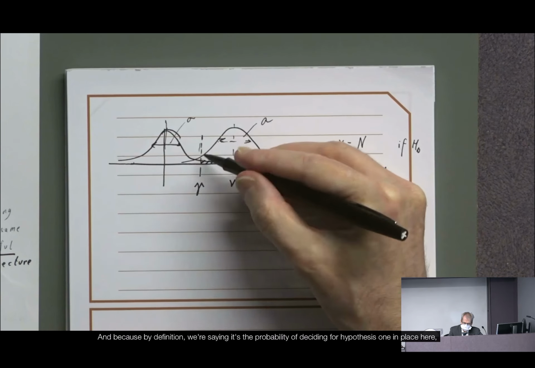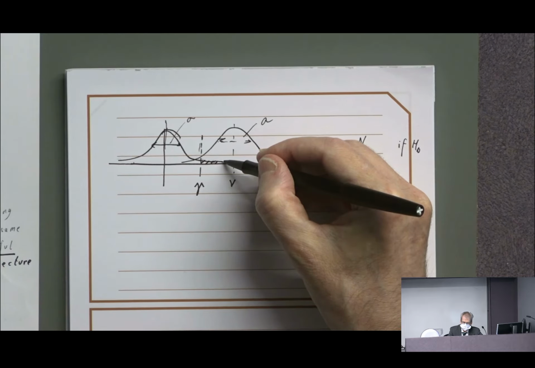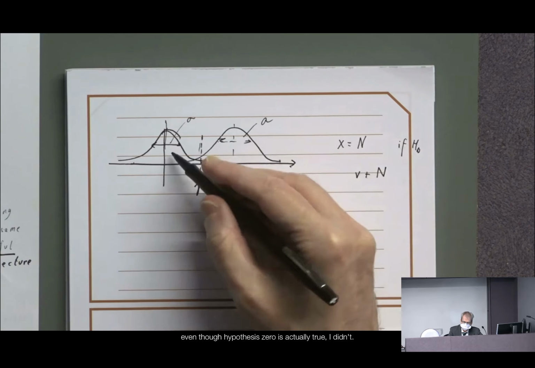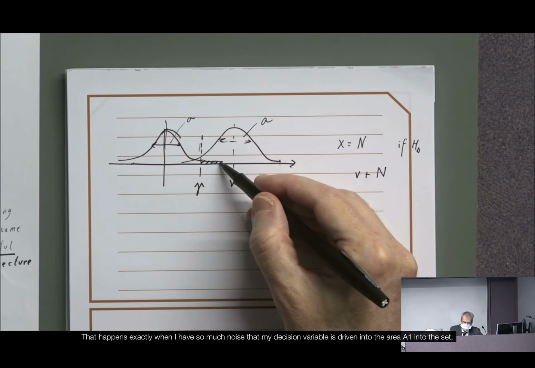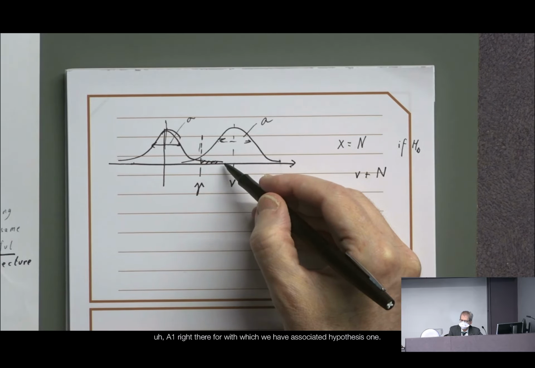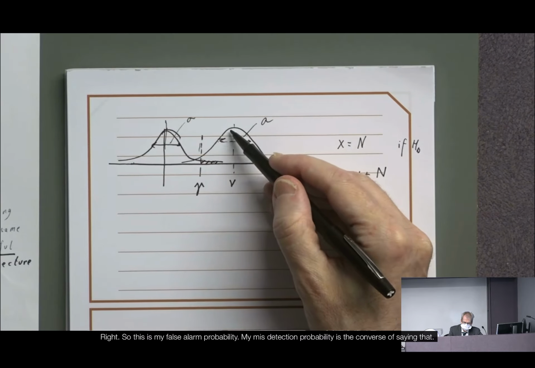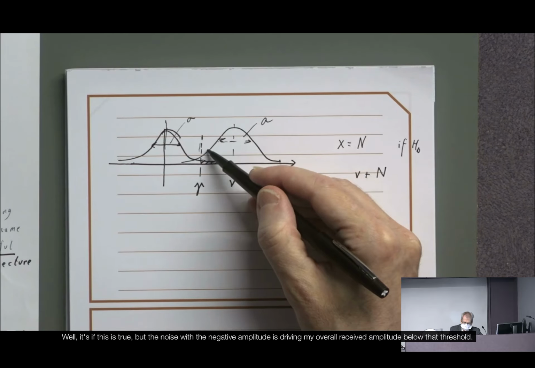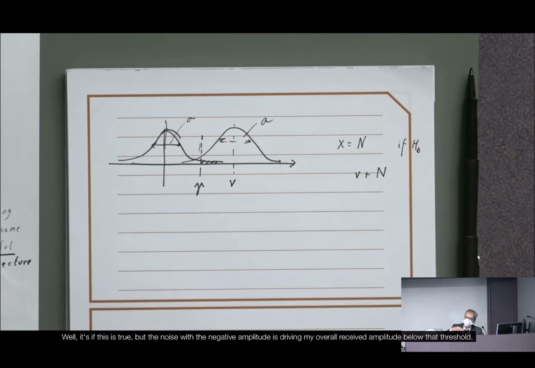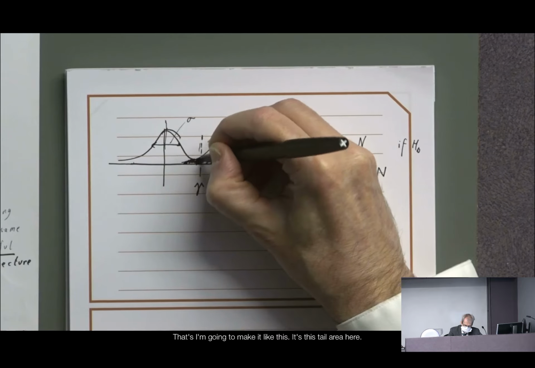Because by definition, it's the probability of deciding for hypothesis 1, meaning the airplane is here, even though hypothesis 0 is actually true. And that happens exactly when I have so much noise that my decision variable is driven into the set A1, with which we have associated hypothesis 1. So this is my false alarm probability. My misdetection probability is the converse: this is true, but the noise with a negative amplitude is driving my overall received amplitude below that threshold. So I'm going to mark it like this. It's this tail area here.